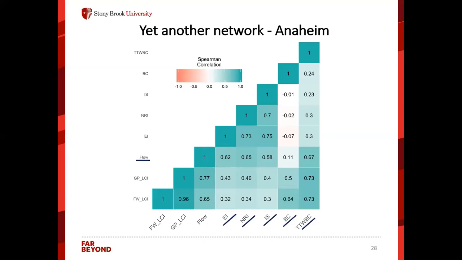If you look at the other methods, all the other methods also have a good correlation with flow, except betweenness centrality, which shows that betweenness centrality and flow are not related, but somehow LCI is highly correlated with flow and betweenness centrality separately. So if you look at betweenness centrality and the others, it's very low. It's in the opposite direction, but even then it's a very low correlation.